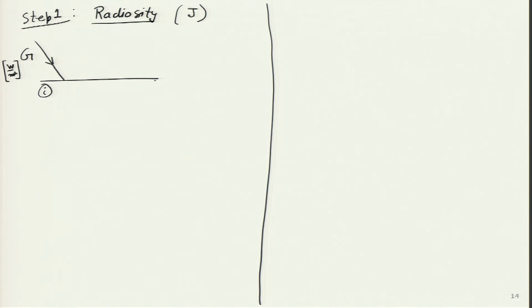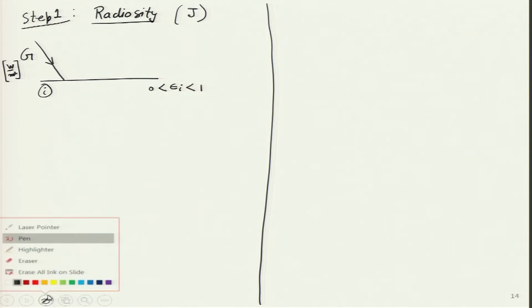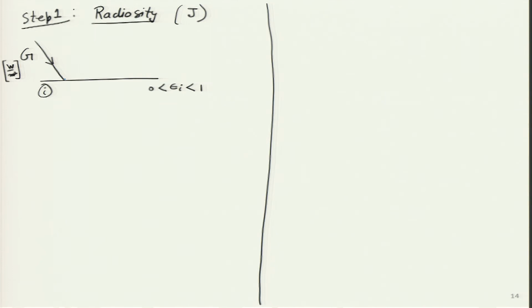If this surface I were a black body, then all this irradiation would be absorbed, but we are assuming right now it is not a black body. It has a certain emissivity which is less than 1 and greater than 0. So in this case, there is going to be a reflected component of this particular G, which we are going to call the deflected wave, and this is something we have already studied in the last lecture. I can write it in terms of reflectivity rho I into G I.